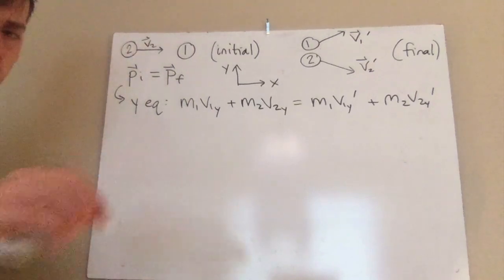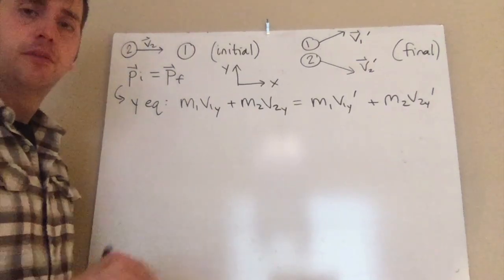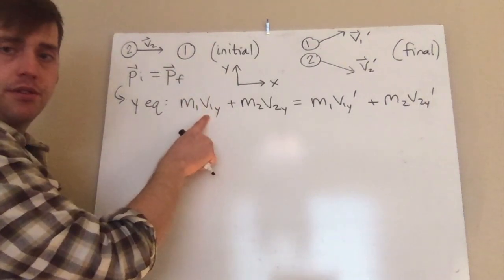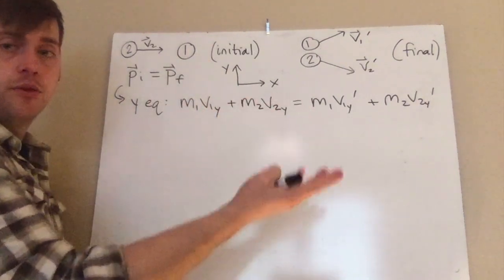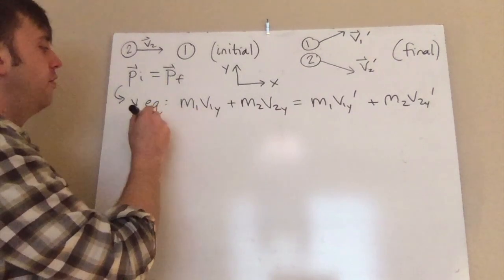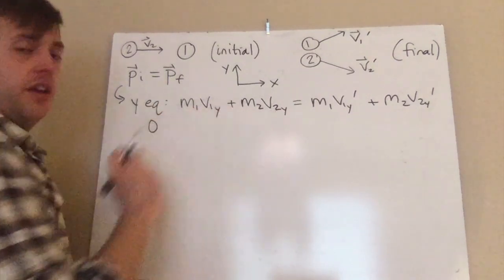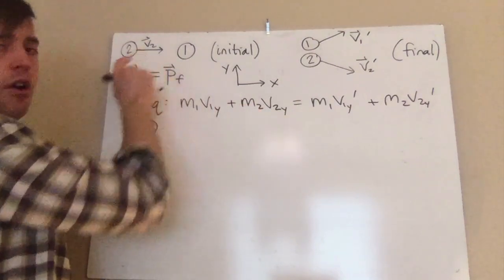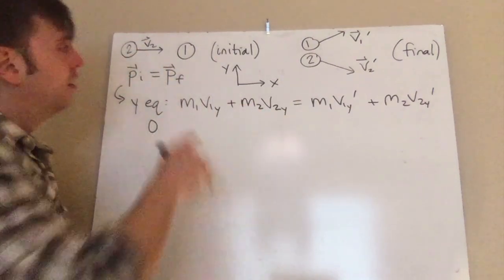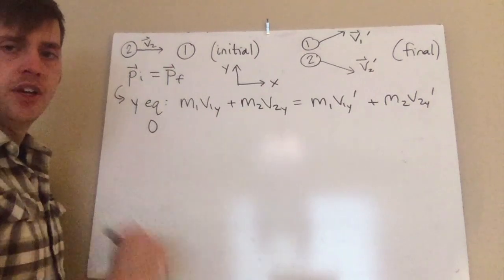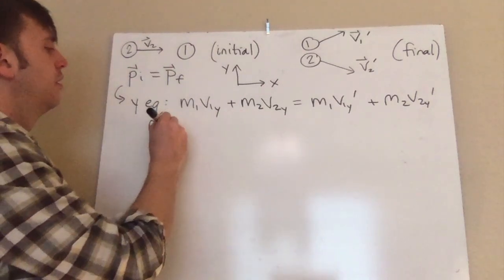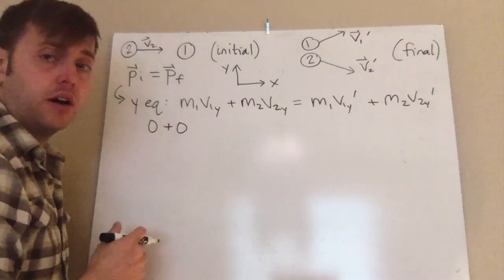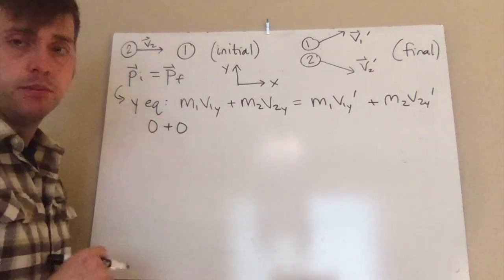Okay, now that looks kind of complicated, but it gets really simple because look at object number 1. Starting off, it has no y velocity. It's not even moving. So this first term is just 0. My second term has v2y in it. So this starting velocity isn't 0, but it has no y component. It's only moving in the x direction. So nothing is moving in the y direction at all starting off. So we don't have any momentum in the y direction.